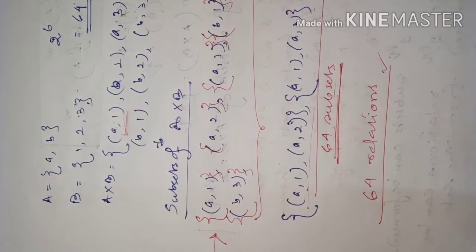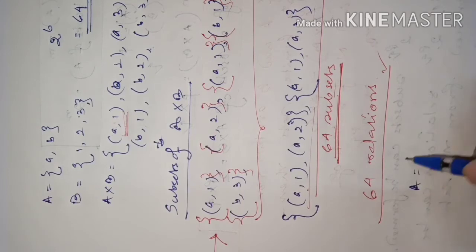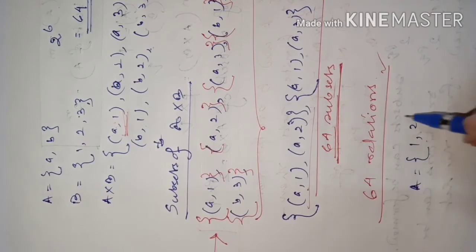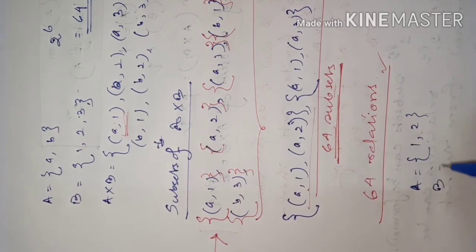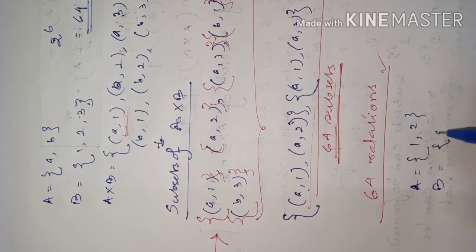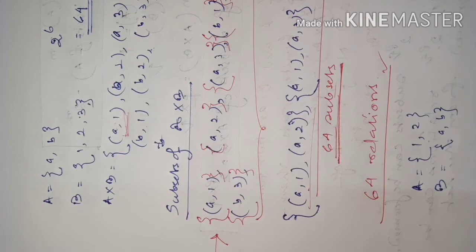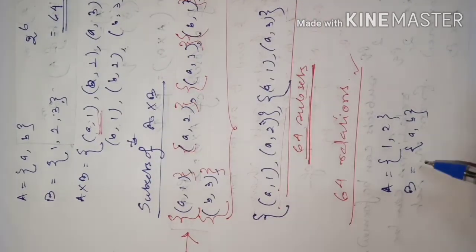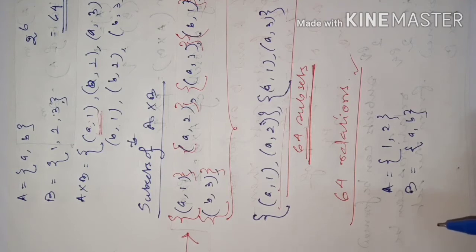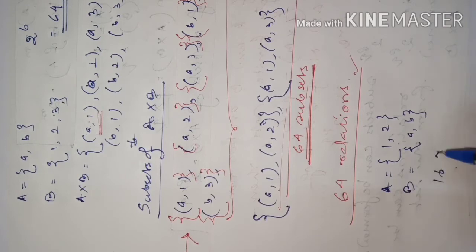To understand it a little better, take a small set. Say A is having elements 1, 2, and B is having elements, suppose, 2 elements. Then A cross B has 4 elements, so 2 to the power of 4, which is 16 subsets will be there. So 16 relations will be there.